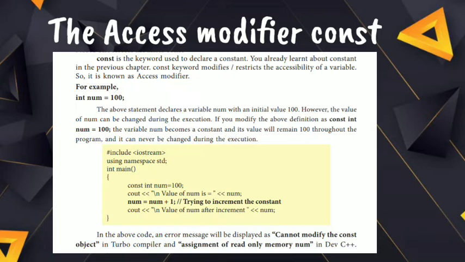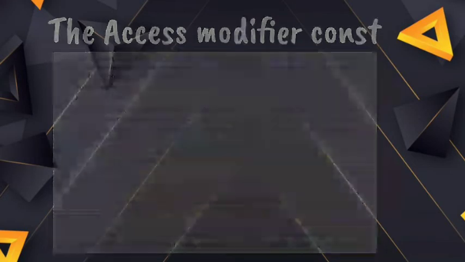Hashtag include iostream, using namespace std; int main, curly braces, const int num is equal to 100. Value of num, we get again. num plus 1, trying to increment the constant, that is 100 plus 1, 101. This will also give the error: cannot modify the constant object, and also assignment of read-only variable num in Dev C++.